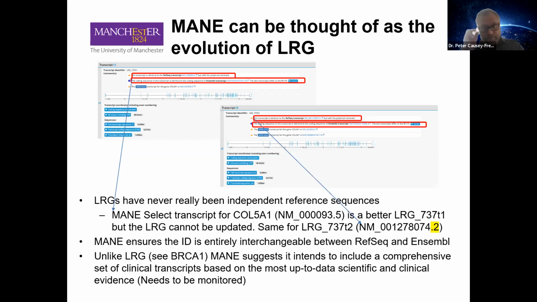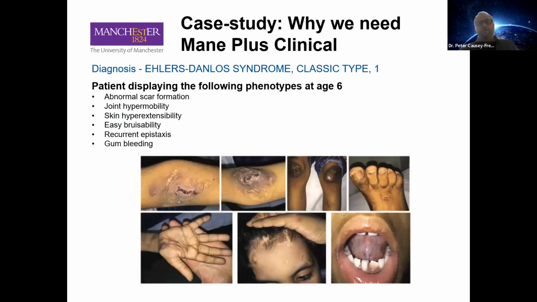Next slide, please. So some of you might be wondering, why do we need MANE Plus or MANE Select, which is the canonical transcript, and MANE Plus Clinical, which are these alternative transcripts? So another quick case study. This is a really interesting case that I came across a while ago. My colleague Raymond Dalgleish at the University of Leicester does a lot of work online around Ehlers-Danlos syndrome.